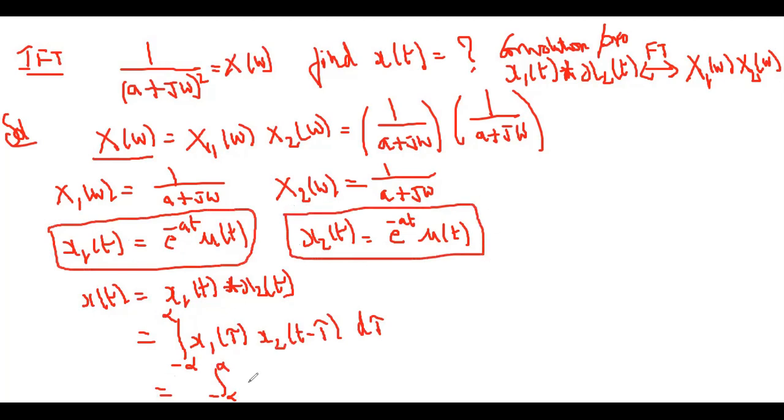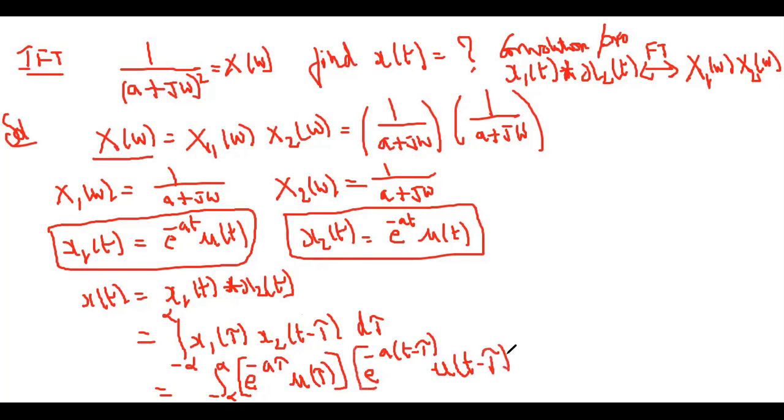First of all, I am taking x1 of t, e power minus a t, with t replaced as tau, mu of tau also. And for x2 of t, the t is replaced with t minus tau, so e power minus a into (t minus tau) into mu of t minus tau. The second function, x2 of t, e power minus a, with t replaced as t minus tau, and mu of t minus tau. Got it?